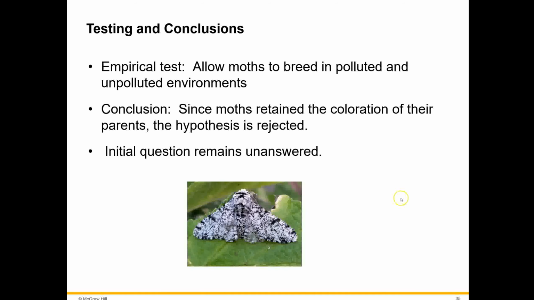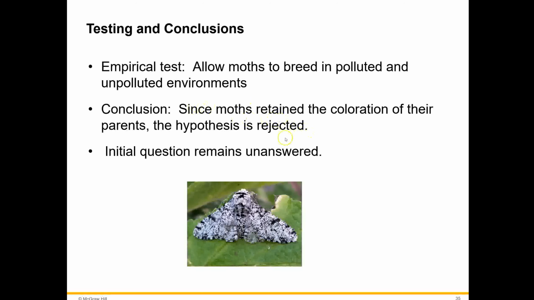Okay, and so our empirical test, we take some light moths and some dark moths, and we breed them all in unpolluted environments. And if it's the soot itself that's making them turn dark, we should be able to see this. However, what we actually see is that moths retain the coloration of their parents, and this hypothesis is rejected. So it's not the soot that's making them dark. It's some other factor here.